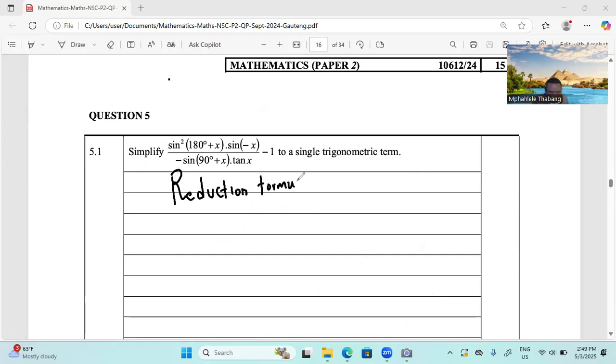Reduction formula, number 1, I said it helps us to reduce the angle. In trigonometry, you want to work with angles below 90 degrees. So let's say you have something like this: sine of 270 plus x. I'm going to use this one to summarize everything I was talking about. So let's simplify sine of 270 plus x.